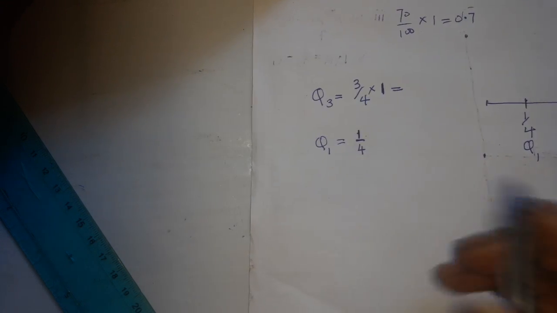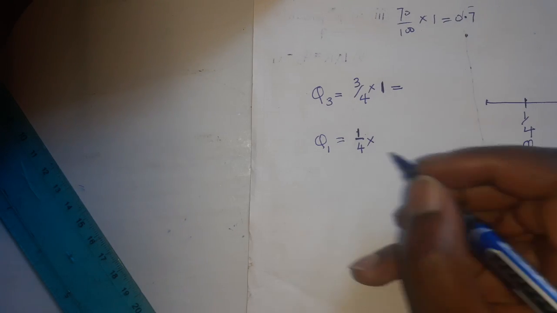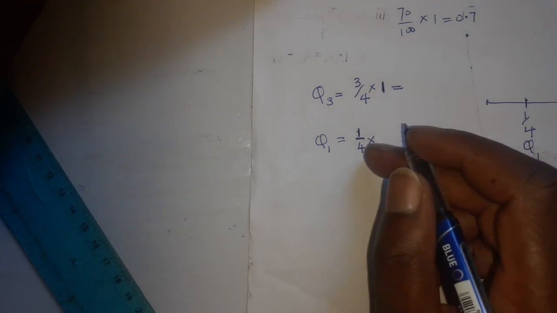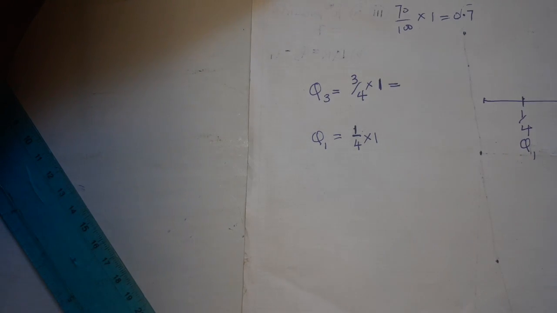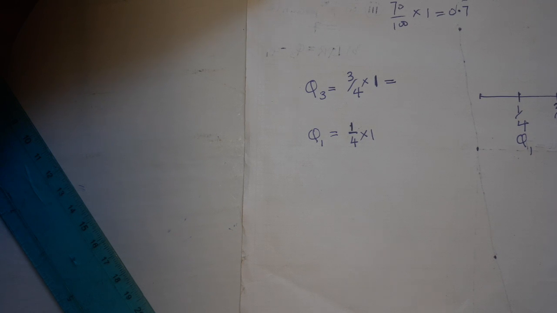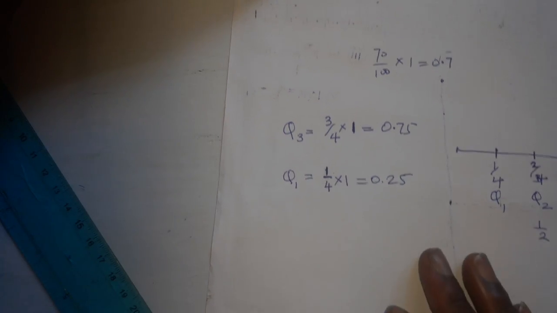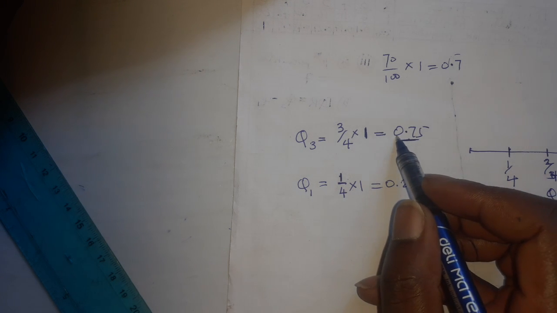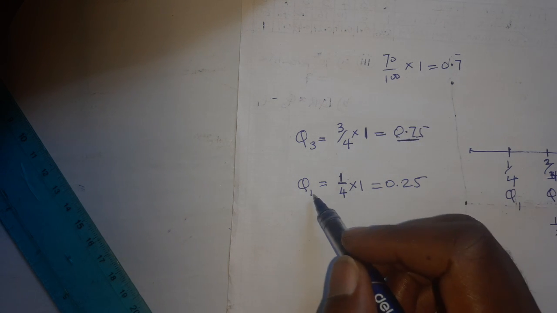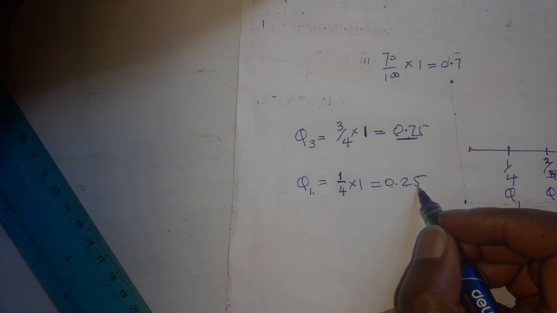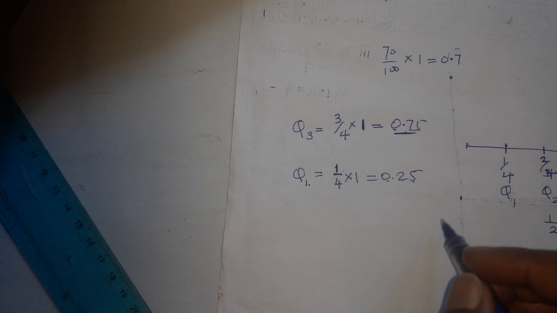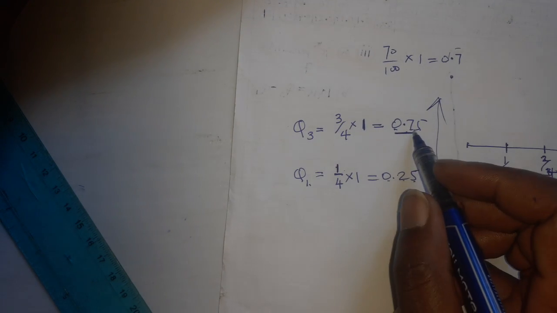All right, so here we are multiplying this by 1 again. So what do we get? That's what we need to simplify. So our upper limit is 0.75. Our lower limit is 0.25. Now these are not the final answers. We go to the vertical axis and let these lead us to the answers that we want.